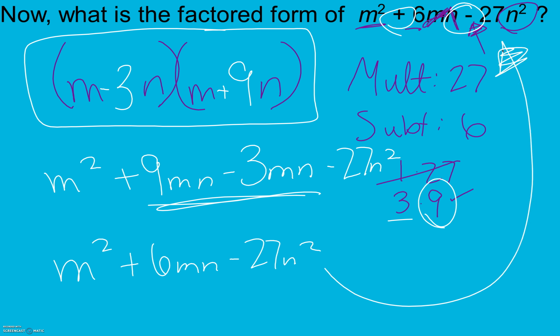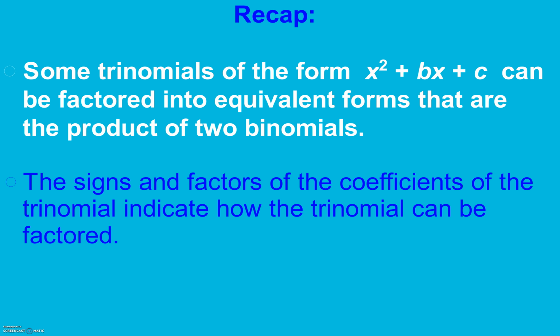Real quick recap here for section 8.5. Some trinomials of the form x squared plus bx plus c can be factored into equivalent forms that are the product of two binomials. The signs and factors of the coefficients of the trinomial indicate how the trinomial can be factored. And that's all I have for section 8.5.